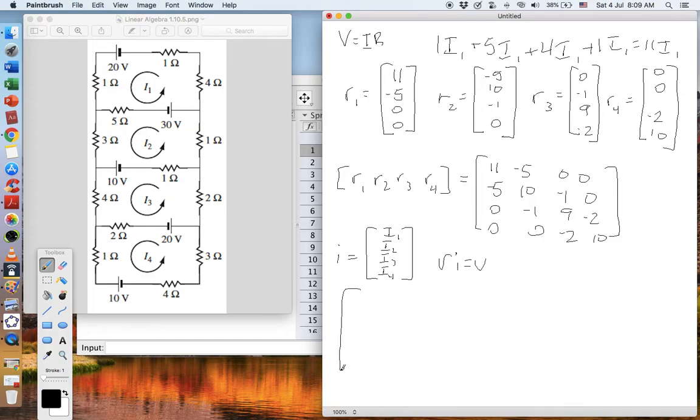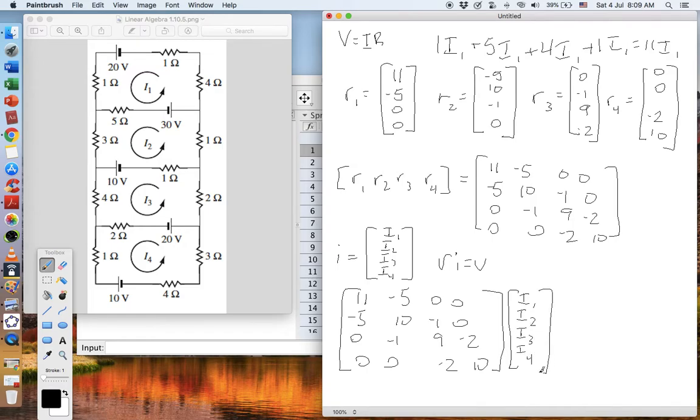And so we're going to take that R matrix, 11, negative 5, 0, 0, negative 5, 10, negative 1, 0, 0, negative 1, 9, negative 2, 0, 0, negative 2, 10. And we're going to multiply that by the current matrix, I1, I2, I3, I4. And that's equal to our voltages.